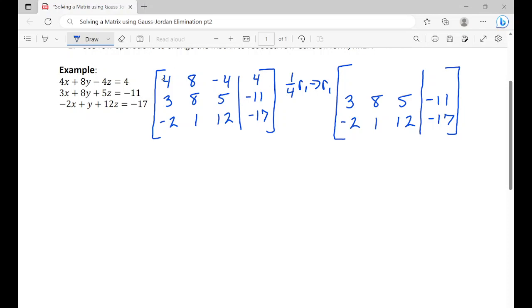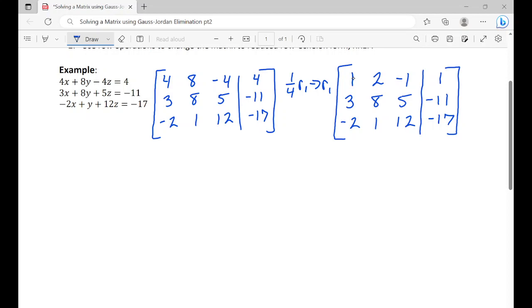Now 1/4 times 4 is going to be 1. 1/4 times 8 is 2. 1/4 times negative 4 is negative 1. And then 1/4 times 4 is positive 1.